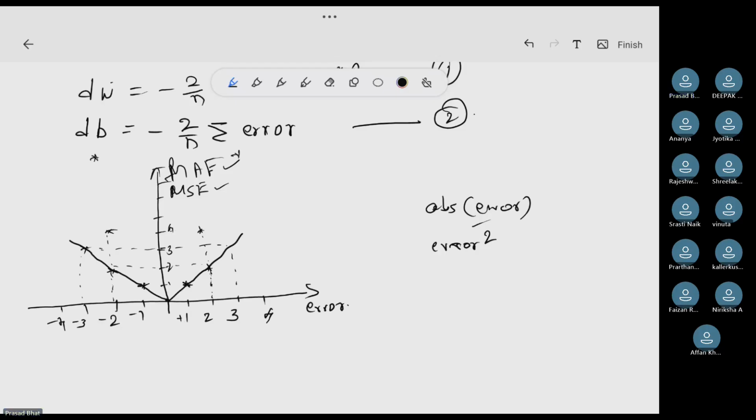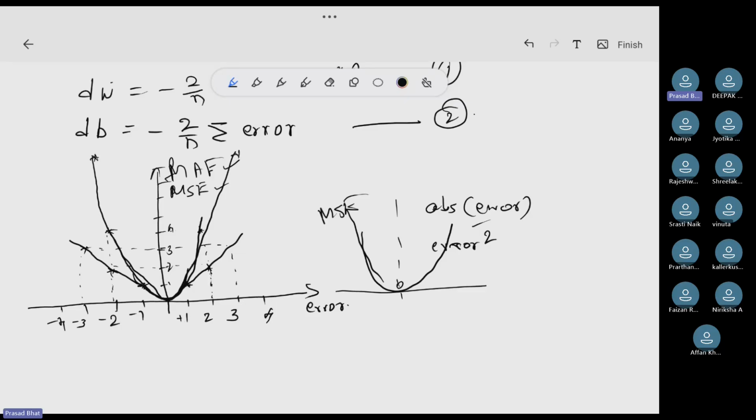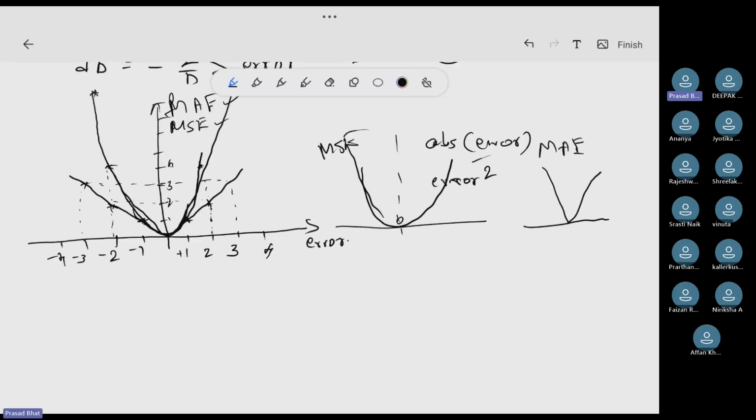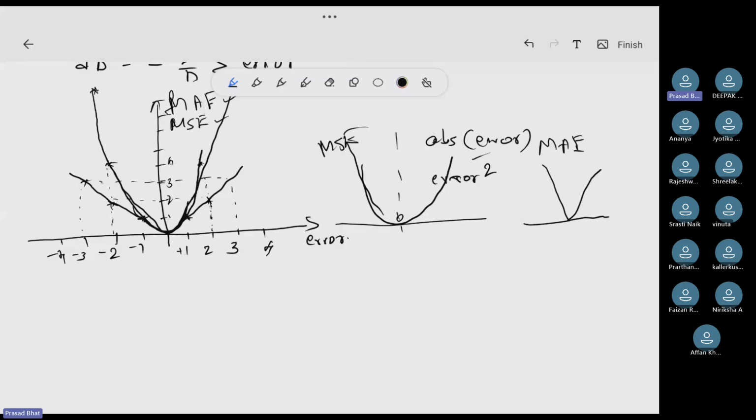So the curve, since there is a square, it's going to be a parabola, something like this, right? This is the 0 point. This is what MSE looks like. And what does MAE look like? Something like this. There is a mathematical constraint that you cannot find out the slope at this V point. However, it is possible to calculate the slope at this point because it is a smooth curve.